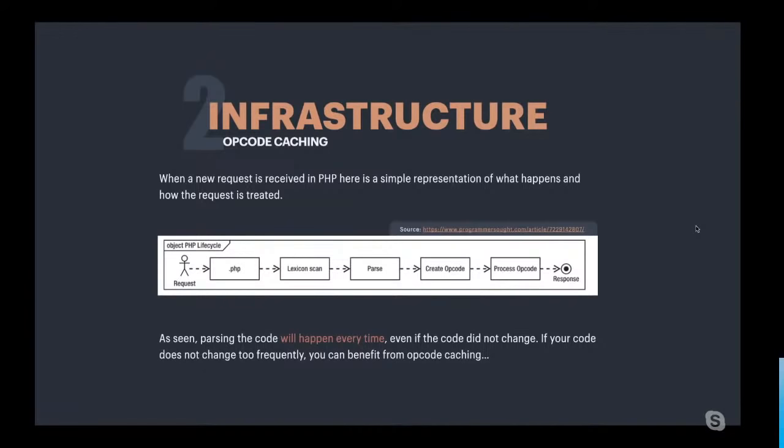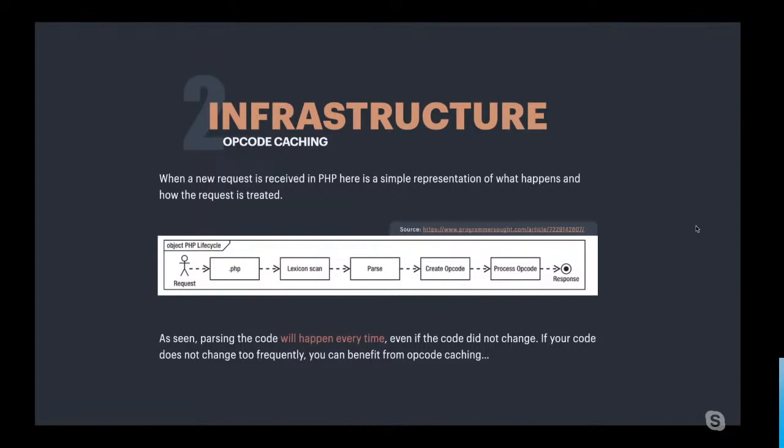Another thing is infrastructure, specifically opcode caching. When a request to process and execute a PHP script is received, the code has to be scanned, parsed, after which the opcode will be created and processed, and then you have a response. And this process will happen for every script that is being requested of PHP.